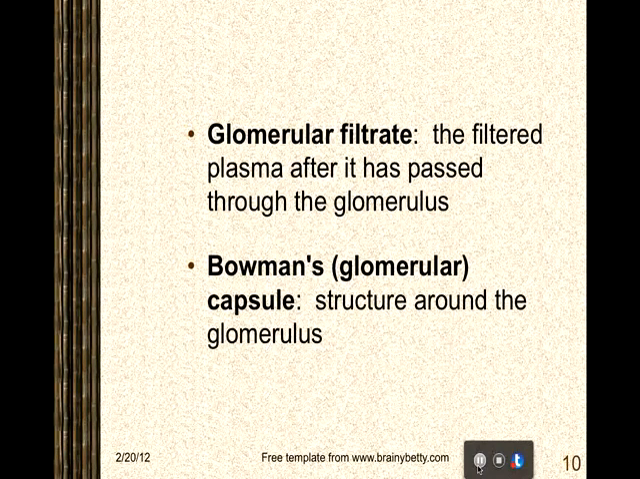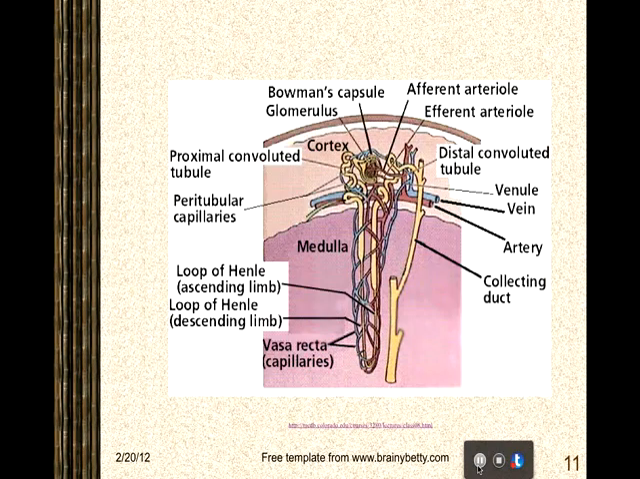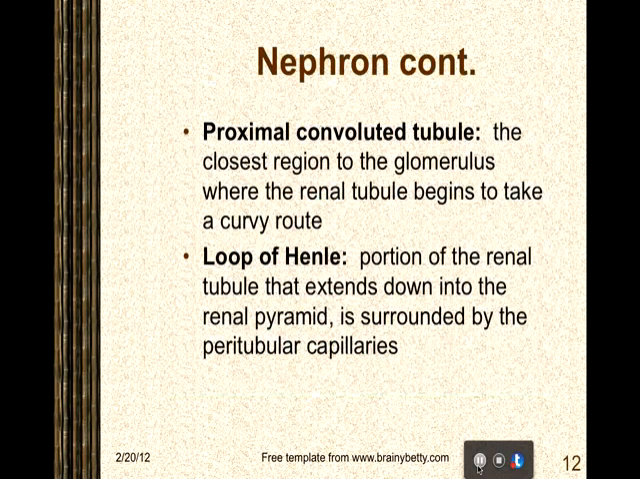The Bowman's capsule, or glomerular capsule, is the structure that surrounds the glomerulus to capture the filtrate. This is an illustration of how a nephron sits within the renal pyramid. Each pyramid will contain numerous nephrons, and you can see how the shape of the nephron here can lead to the formation of a pyramid structure when you have several next to each other that are wider at the top and narrower at the bottom.